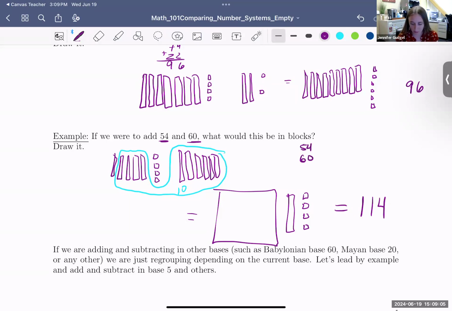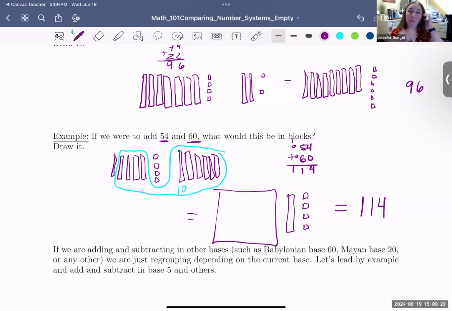Or as you may have done, because this is our regular base, numbers that we're pretty used to, maybe with your traditional algorithm, you would write it out like this. 4, oh, there's 11, we carry the 1. All right, but really what you're doing when you carry the 1 is you're regrouping. We're taking that extra 10 rods and we're popping them into the next place value to get 114.